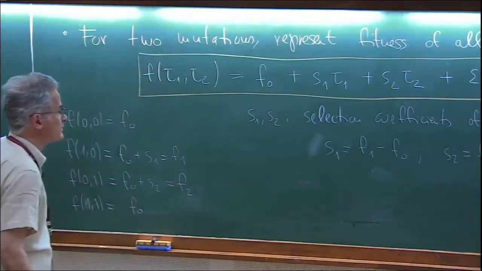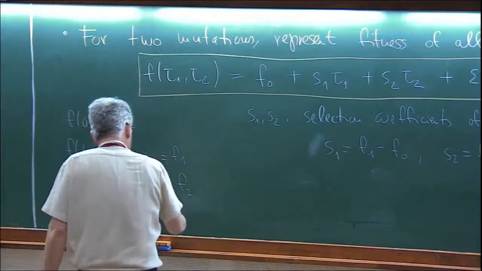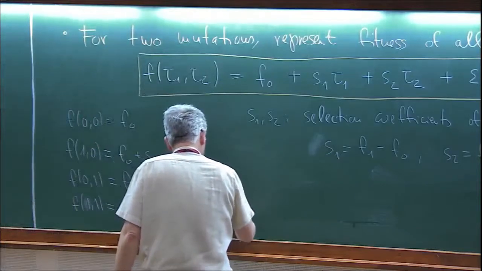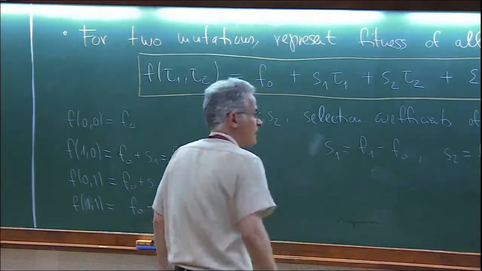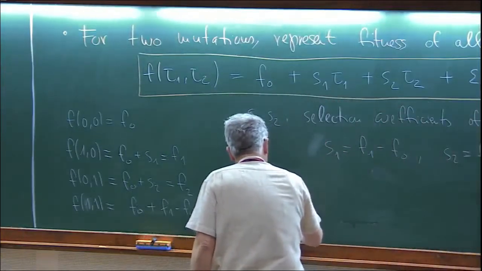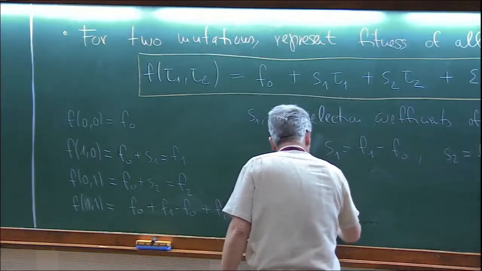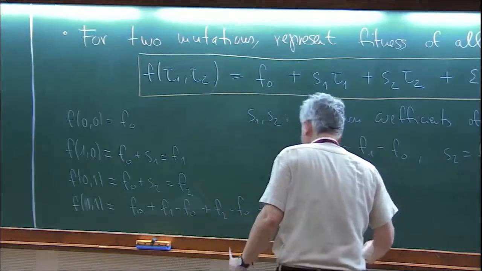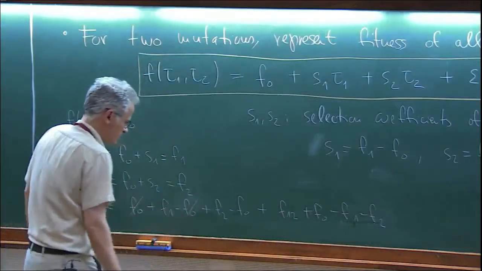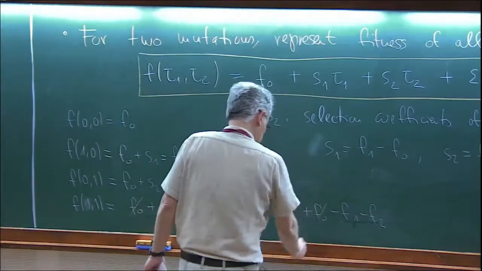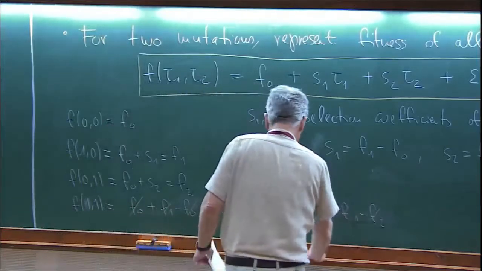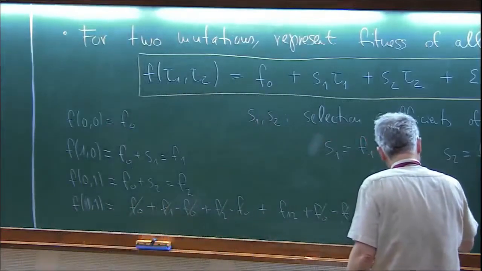Now I have to put everything together. So then we have plus F1 minus F0 plus F2 minus F0 plus the epsilon 1, 2, which is on the far blackboard here. So this is F1,2 plus F0 minus F1 minus F2. Now if you look at what cancels, this cancels with that, this cancels with that, and this cancels with that. And so now here we have F1,2.